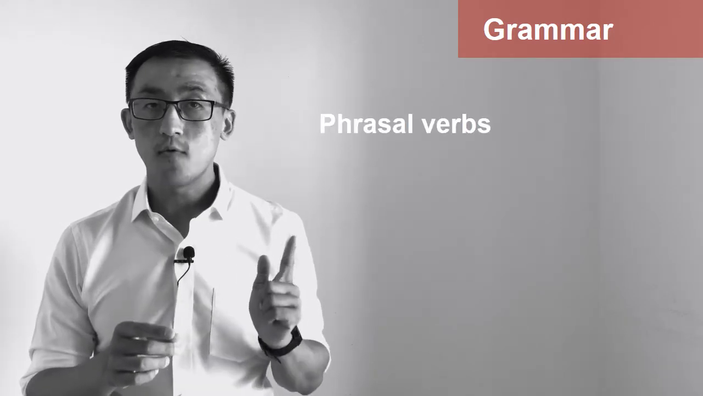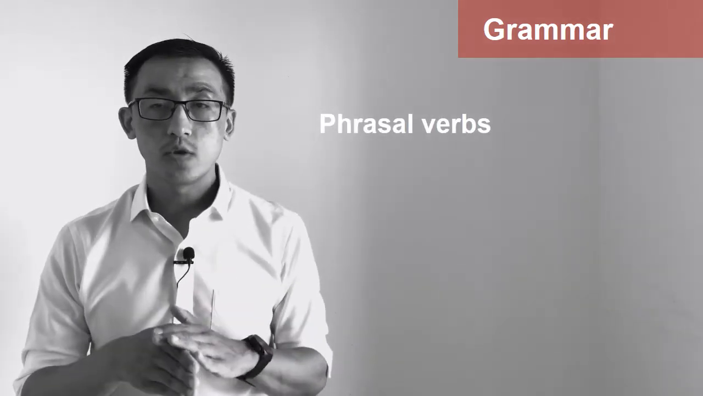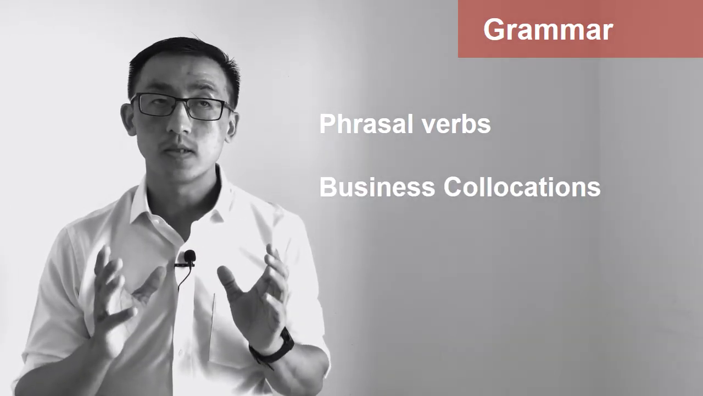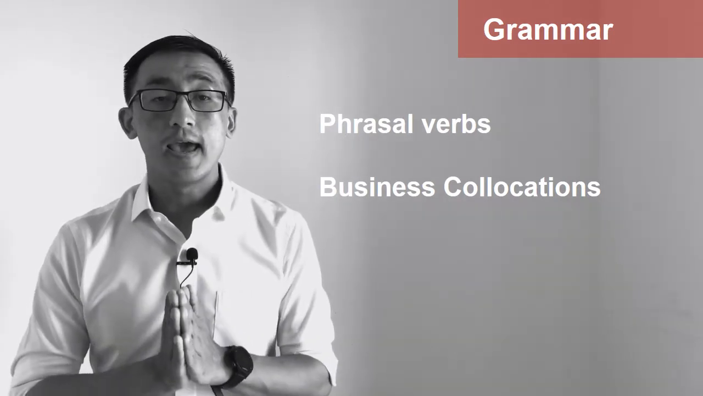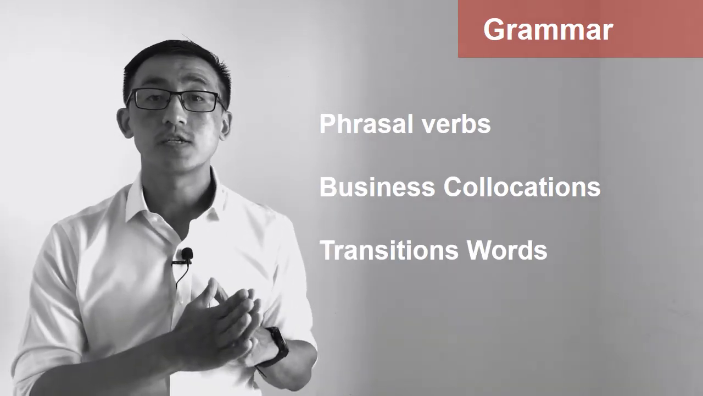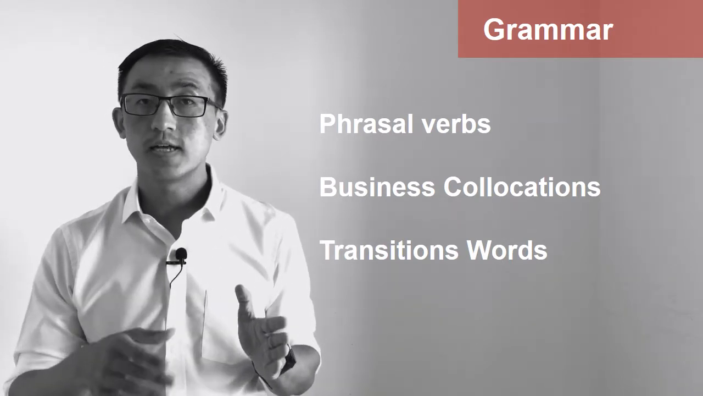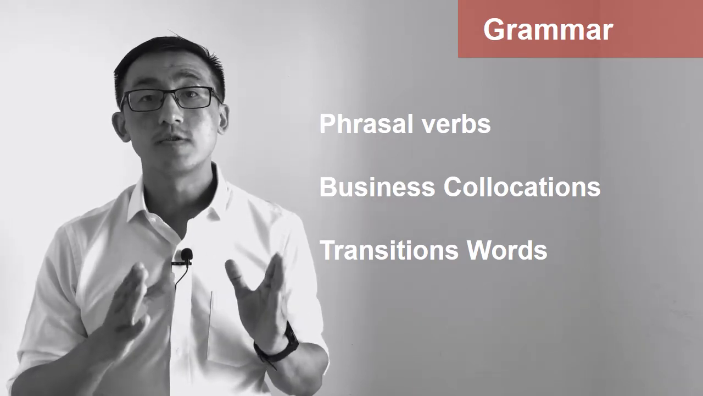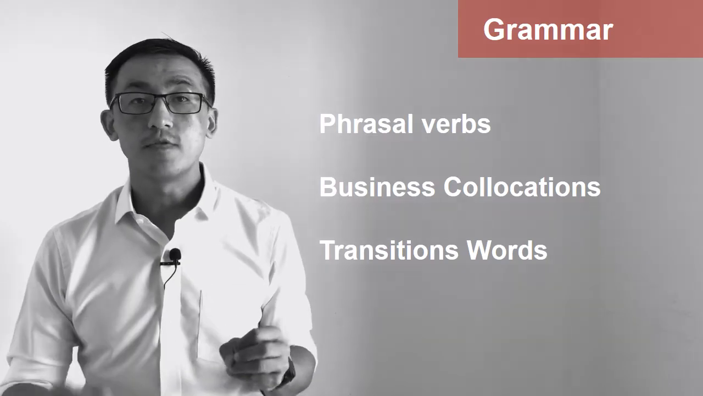And you have to become familiar with the phrasal verbs, which I've already discussed previously, and become familiar with business collocations. These are words related to some particular business or industry. And the third one is to look for transitions in the passage. Transition words I will discuss in detail in the next video. You have to look at the transition words to understand organization and find information.